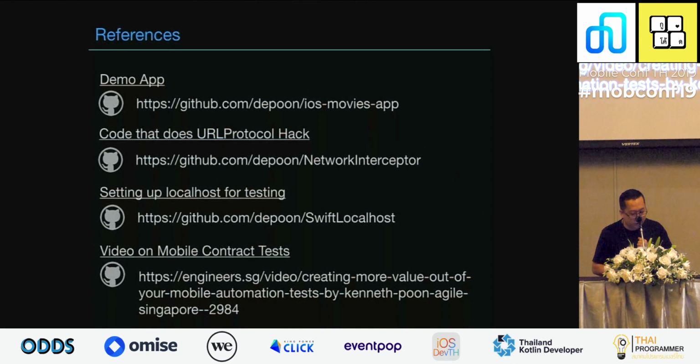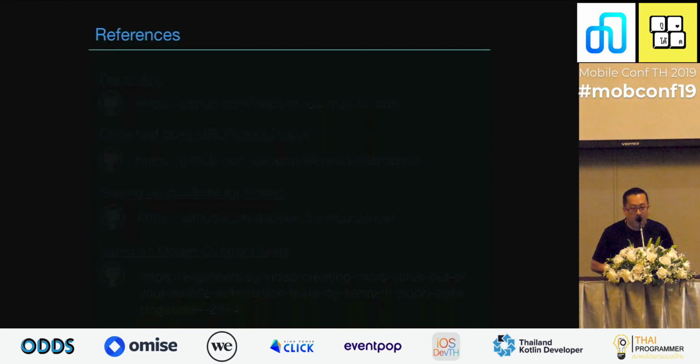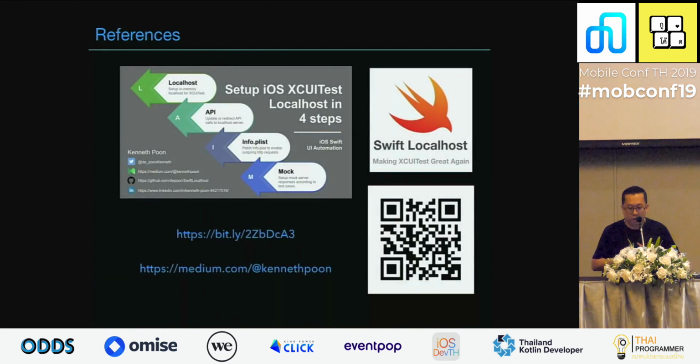So these are the references I used in the talk. Do take note of the two GitHub pages, Network Interceptor and Swift Localhost. I actually gave a presentation in Singapore and wrote a blog post on using Network Interceptor to try to intercept SSL pin requests. So do take a look. And I've written a blog post on this talk because I presented this talk earlier in January in Singapore. So here's the blog post. It's on Medium, and here's the QR code.